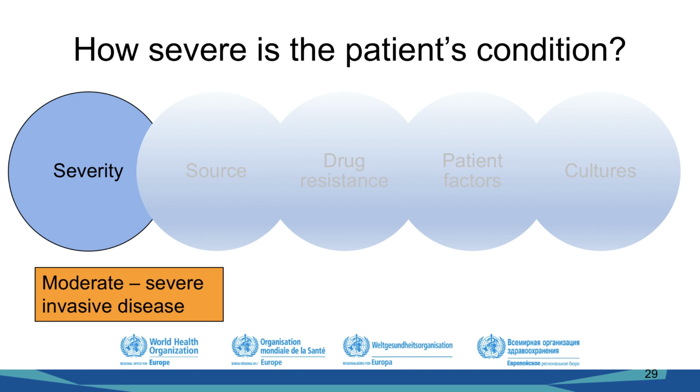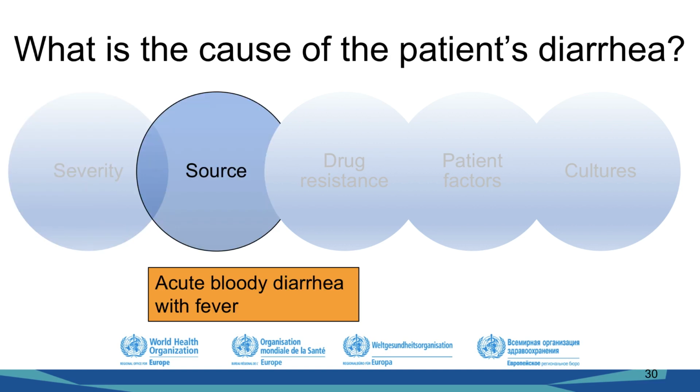Let's return to our case. How severe is this patient's condition? In contrast to the young woman from Case 1, this patient has moderate to severe invasive disease, evidenced by fever, dehydration, and bloody mucoid stools. The patient has also recently traveled. It is most likely that she acquired this infection while at the campsite.